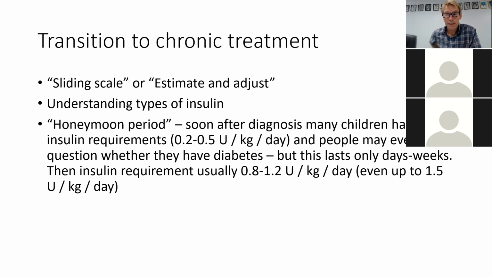But the point about the honeymoon period is, if you estimate and adjust insulin, sometimes you end up adjusting to quite low levels of insulin. So if you start with, like, 1 unit per kilo over a 24-hour period, sometimes the child will be normoglycemic on that, or sometimes even hypoglycemic on that, and you'll have to adjust down rather than adjust up. It doesn't always happen, that honeymoon period, but sometimes it does. So just be aware of that.